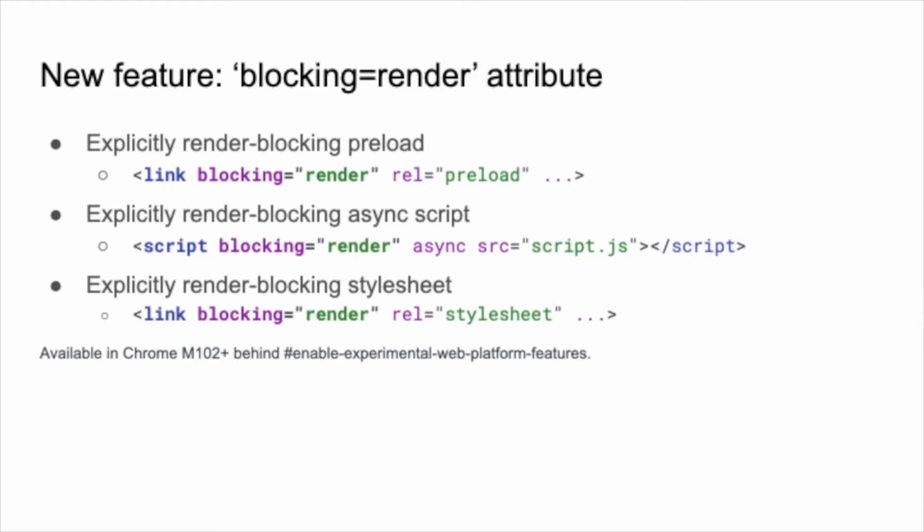The usage is pretty simple. If you have an element that downloads something, then just add a blocking equals render attribute to the element. And rendering will be blocked until the resource is loaded. You can put it on preloads, async scripts, style sheets, and etc. And if you want to try it out, it's behind the experimental web platform features flag.